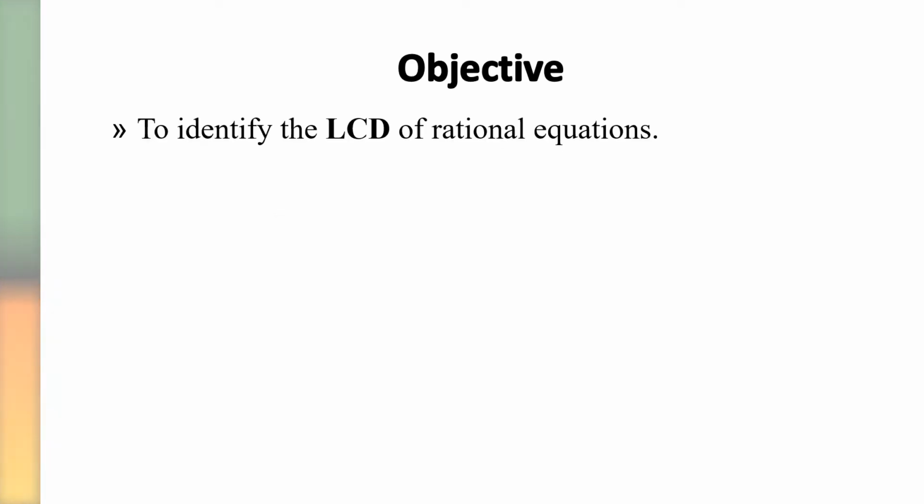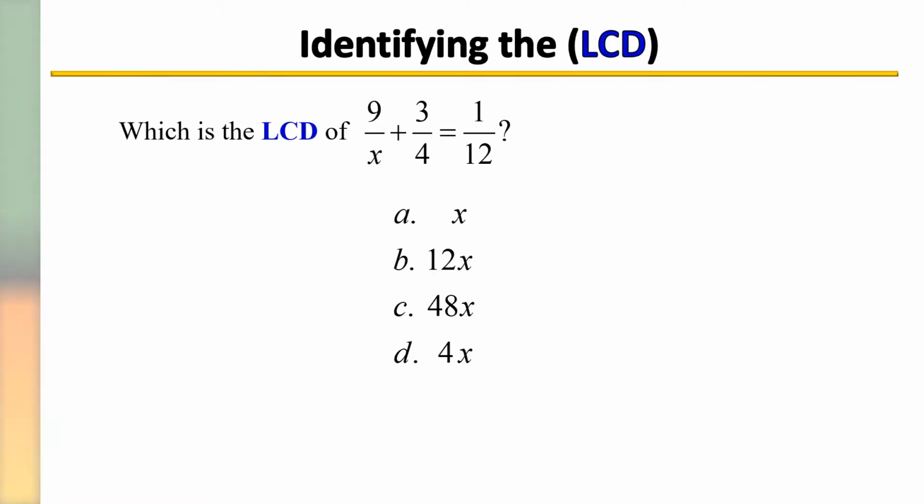In this lesson, we will identify the LCD of rational equations. Here we're given a rational equation and asked to find the LCD. The LCD has nothing to do with the numerator. The LCD is the denominator. It is a combination of all the factors that are in the denominator and the most each factor occurs.